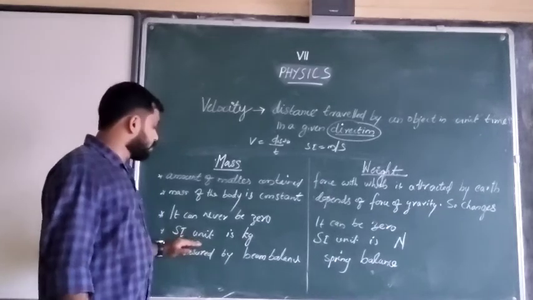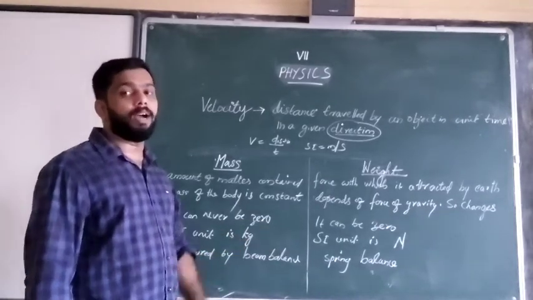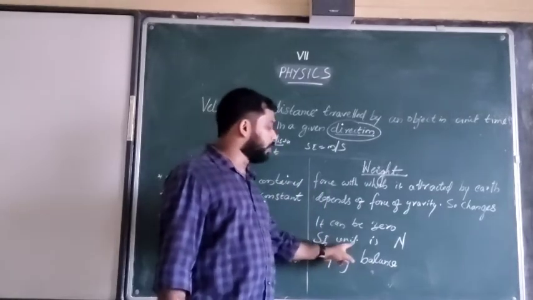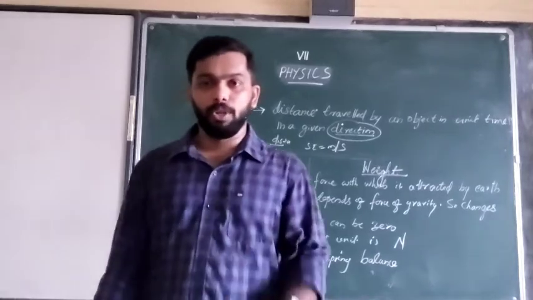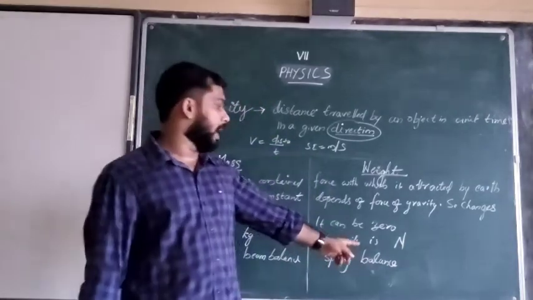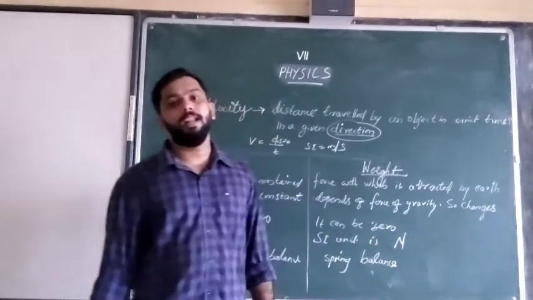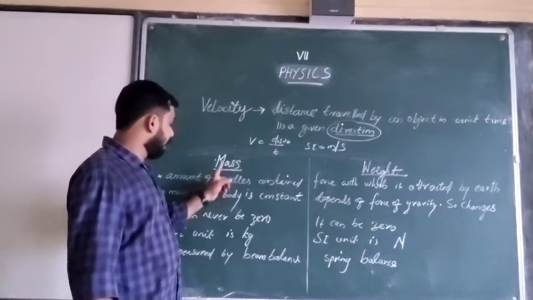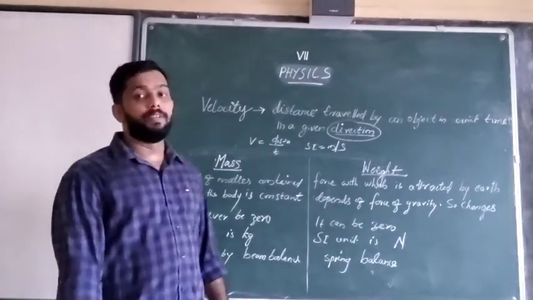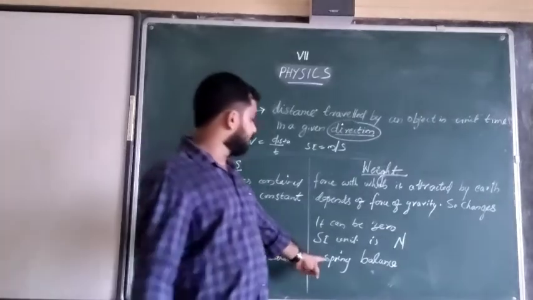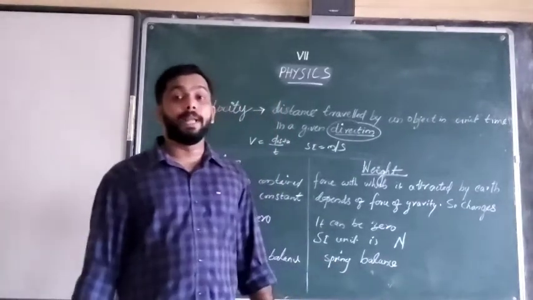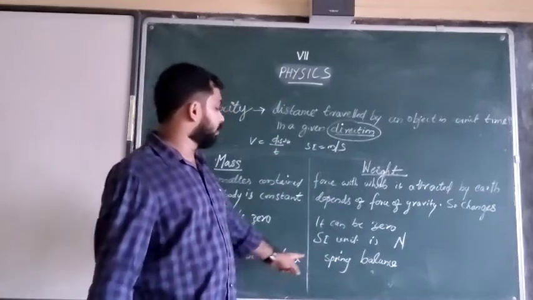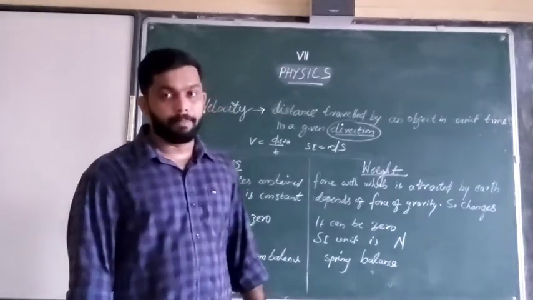Then next one, the SI unit of mass is kilogram, small letter kg. The SI unit of force is Newton, and it is denoted by capital N. Then the final one: the mass of an object is measured by a weight balance or physical balance, whereas the weight of the body will be measured by a spring balance.